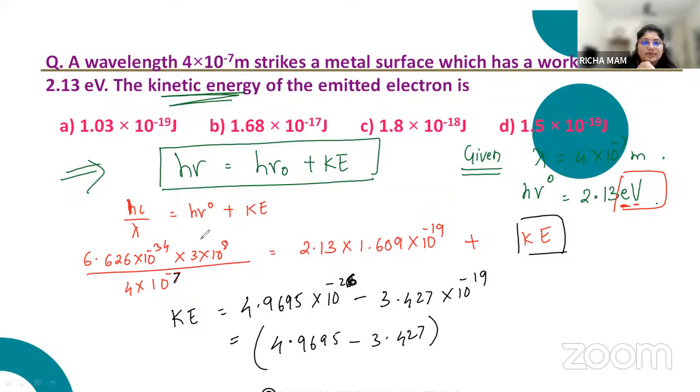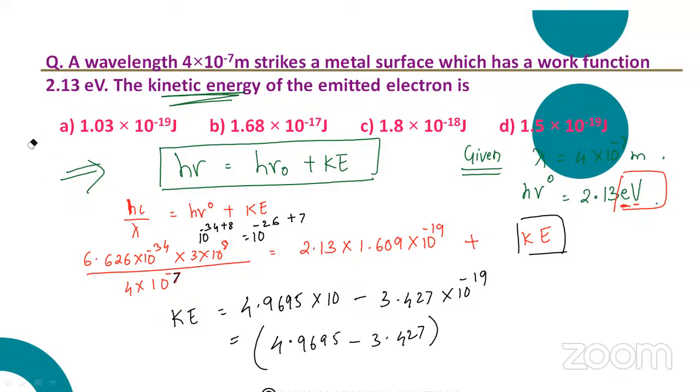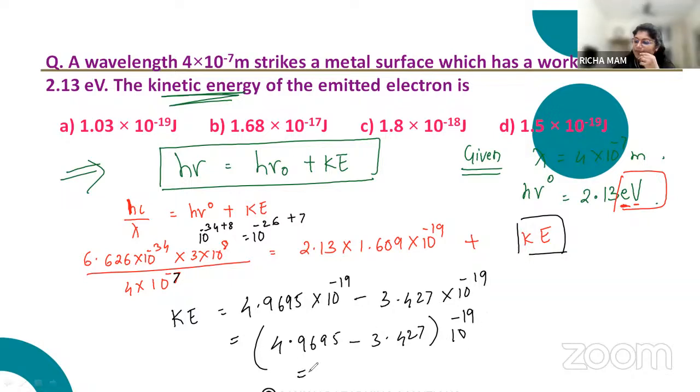Here it will become 10 raised to minus 34 and plus 8. This is 10 raised to minus 26. And this after transferring will become plus 7. So 26 minus 7 will be 19. So this is 10 raised to 19. So 10 raised to minus 19 is common. Now you do.